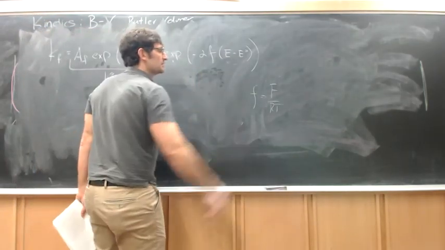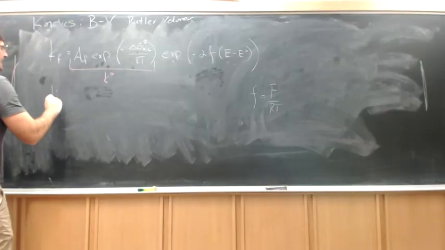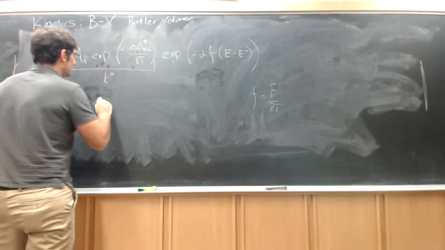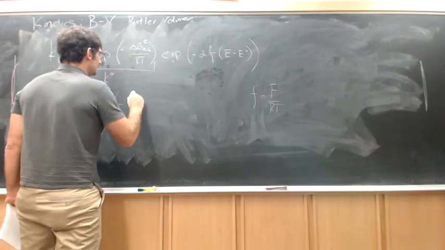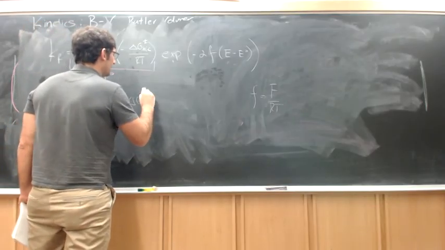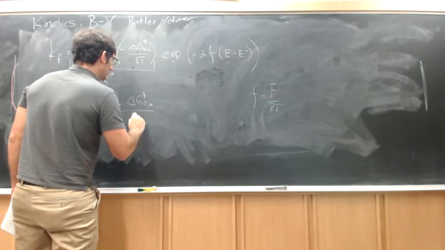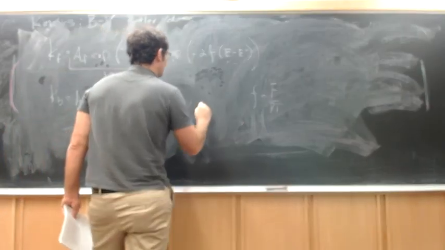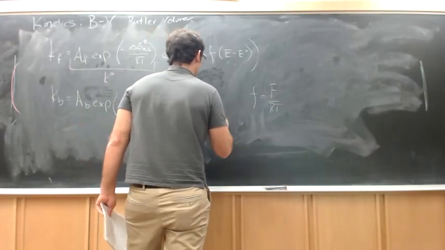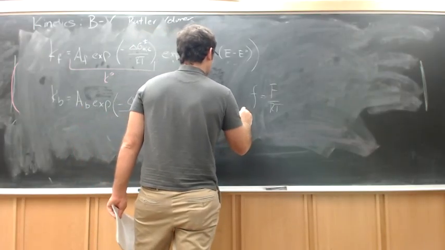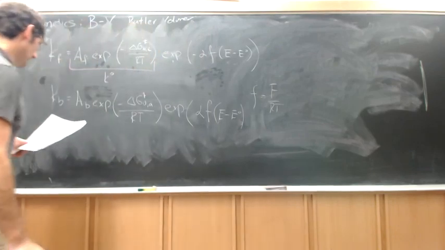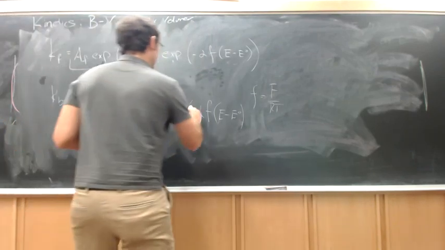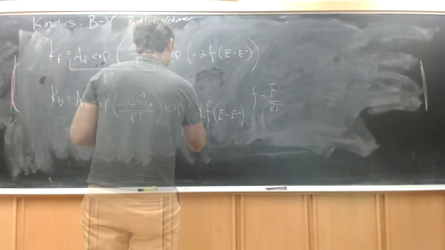So Butler-Volmer uses this curly F. And so I can write Kb the same way: A_b, the exponent of negative delta G naught double dagger over RT, exponent of 1 minus alpha, F, E minus E naught. Oh, there should be 1 minus alpha. I wrote the same term twice. Sorry. So there it is.